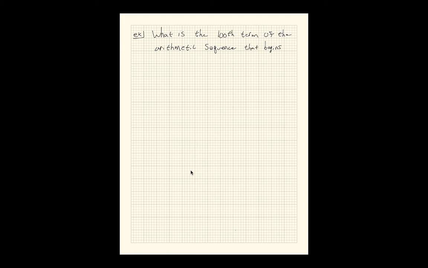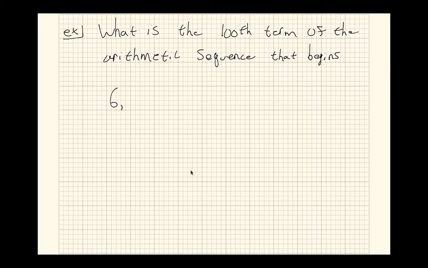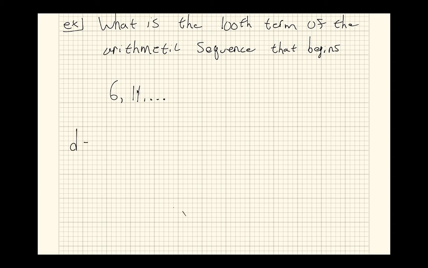Next question. What is the 100th term of the arithmetic sequence that begins, let's say our arithmetic sequence begins with 6, then 11, and so forth? So we know it's arithmetic, so there is a common difference between each term, right? We can find this common difference by subtracting these two. Remember, common difference was represented by d. So the difference between 6 and 11 is 5. That's my common difference. My initial value, or my first term, is 6.